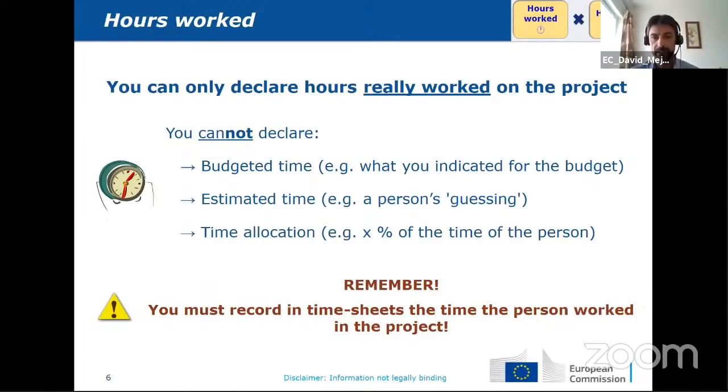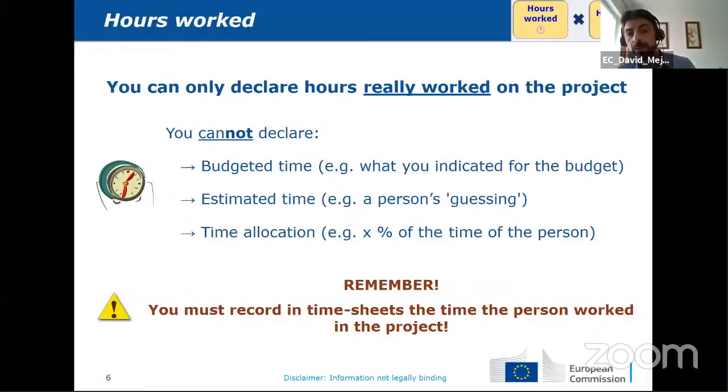You cannot declare budgeted time. So it's not that because in the project proposal, even in Annex 1, I say that the project will take me 12 person months, that you can declare 12 person months. Budget is budget, it's an estimation. At the moment of reporting, you declare the reality in accordance with your time records. So no budgeted time, no estimated time. It's not that at the end of the year I think, okay, more or less I worked 6 months, let's put 1,000 hours. It's not possible either. You do that, you will probably see the auditors rejecting the full amount of the hours declared. So don't take that path either.